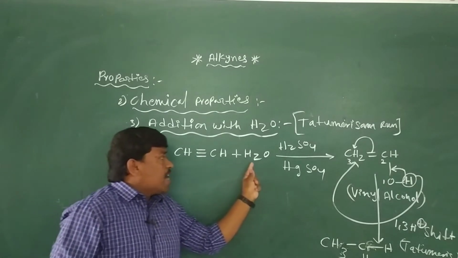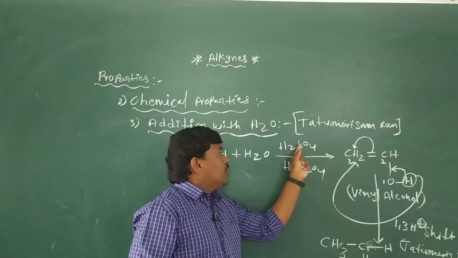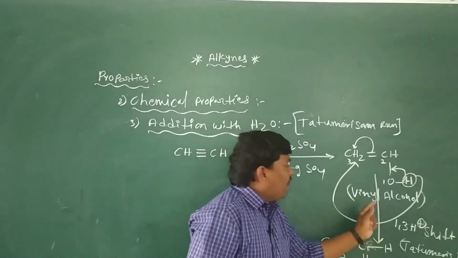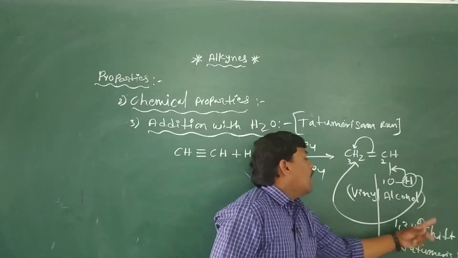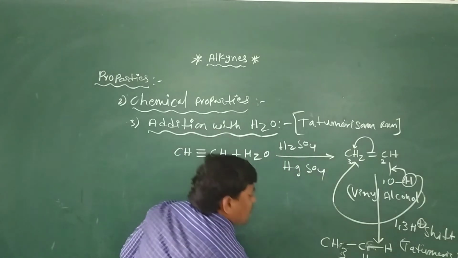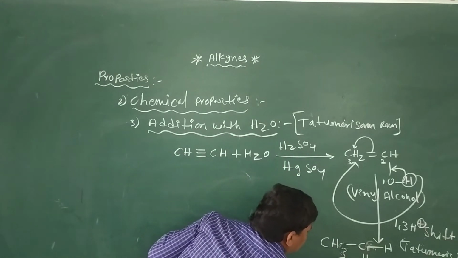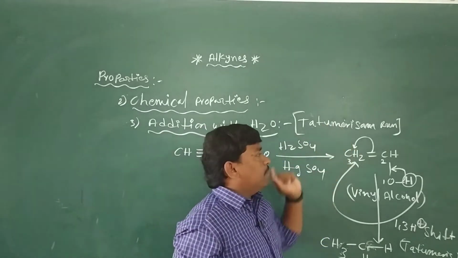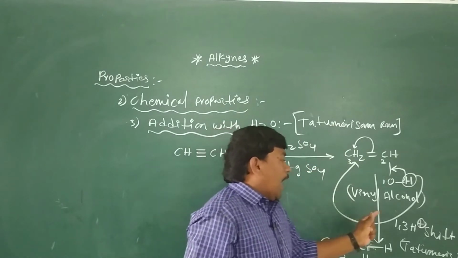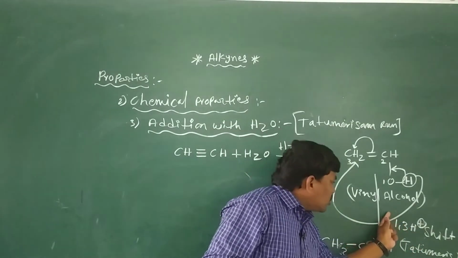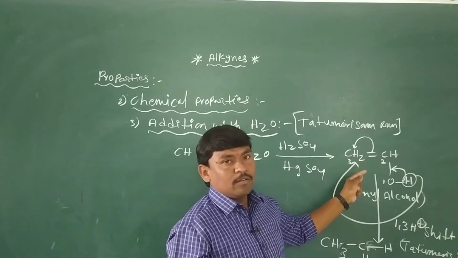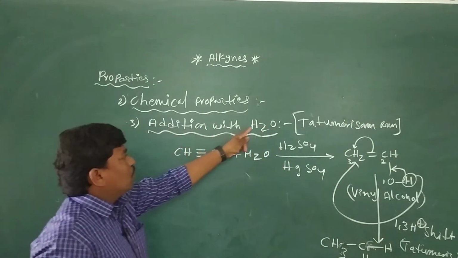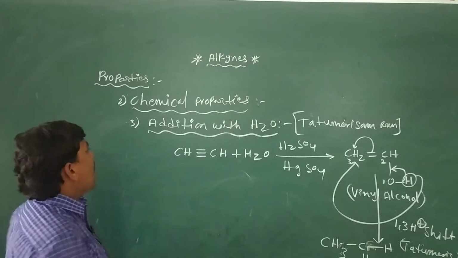The alkyne adds water in the presence of H2SO4 or HgSO4 to give vinyl alcohol. Vinyl alcohol undergoes tautomerism to form acetaldehyde. So what is tautomerism? Tautomerism means an H plus proton moves from one position to the third position. This is a tautomerism reaction, addition with water molecule.